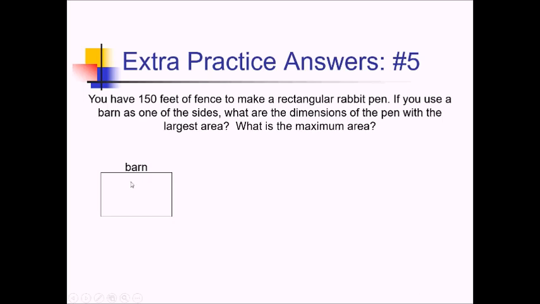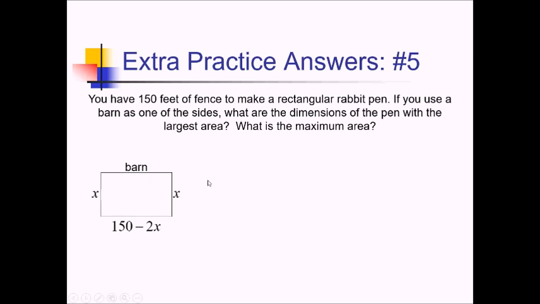So to get that, let me express the dimensions of this pen with one variable. I'm going to let this side here be x, because I've got to start somewhere. And let me express all of this in terms of x now. This other side will also have to be x because they're the same length. How about this side down here? Well, I've got 150 feet of fencing. I've used up 2x of it so far. So then 150 minus 2x tells me how much I have left for this last side. So that's going to depend on how much you use for these other two sides.